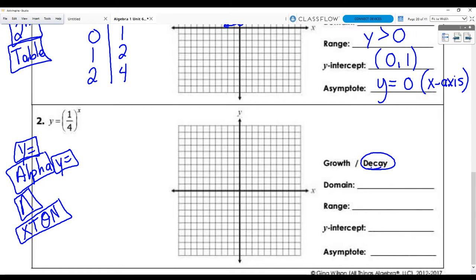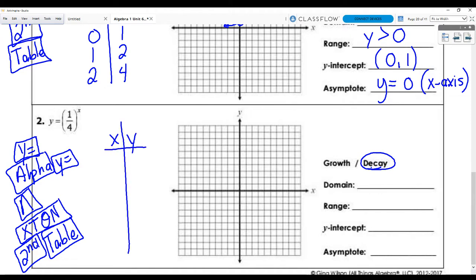And then go to our table by hitting second table, which is above the word graph in the upper right corner. So from my calculator, I have -2, 16, -1, 4, 0, 1, 1, 1.25, and 2, 2.0625.